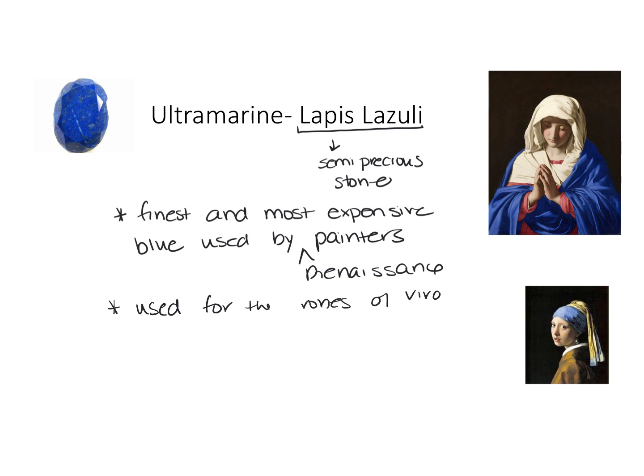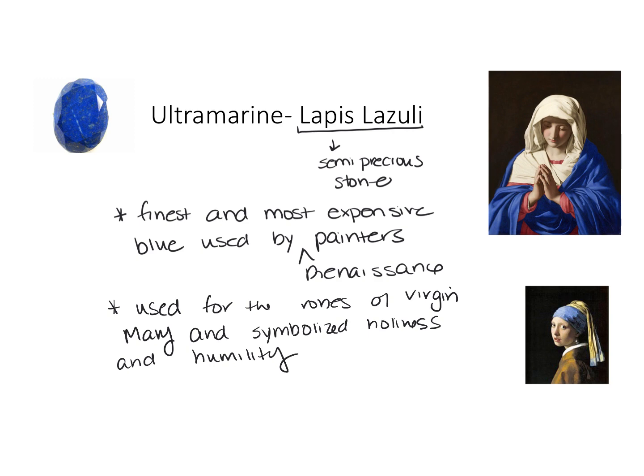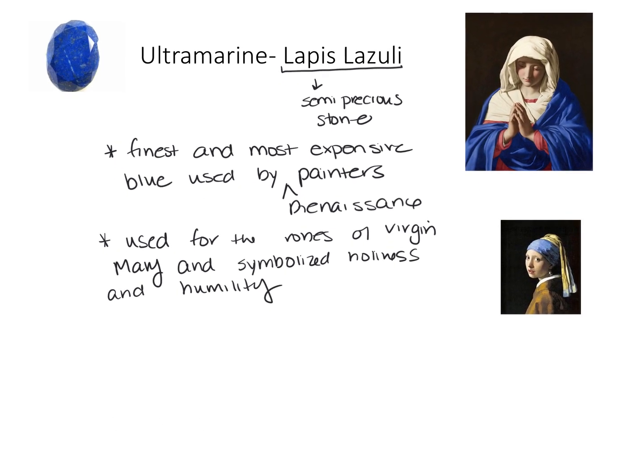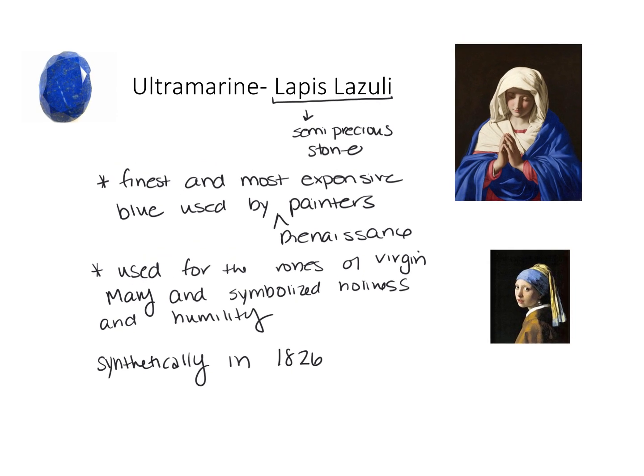of the Virgin Mary, and symbolized holiness and humility. It remained an extremely expensive pigment until people figured out how to synthesize it in about 1826. So it was made synthetically in 1826. So here are two paintings that used it.